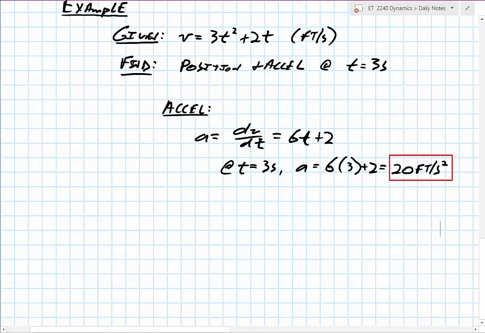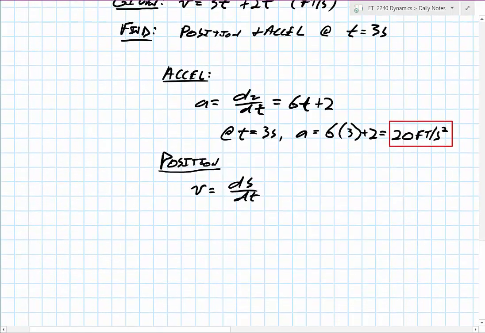For the position, I'm going to have to work backwards, so we have to do a little bit of integration. My velocity, once again, is equal to the change in position with respect to time. So I'm going to rearrange this equation slightly, and I have moved the dt to the other side, and I do that so that I can set up a little integration.